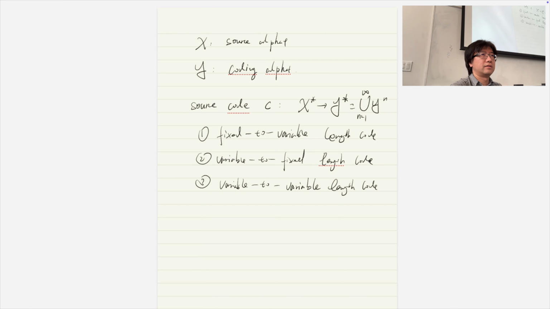Do we cover all the cases? Is there a fixed to fixed length code? Well, if we do, it's kind of silly. If we do fixed to fixed, then nothing happens. So there's no fixed to fixed. This is the block code.